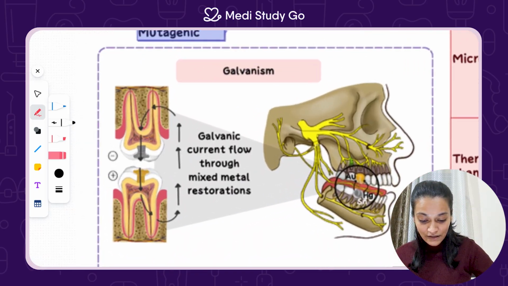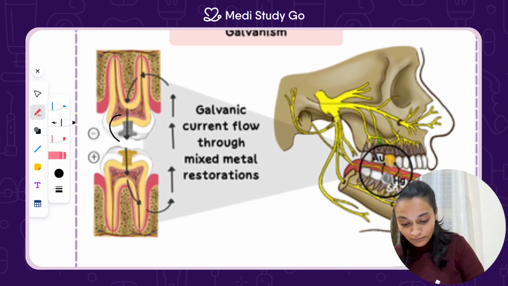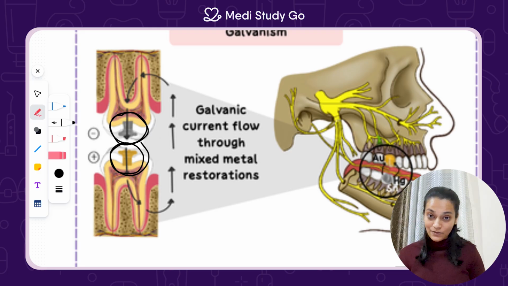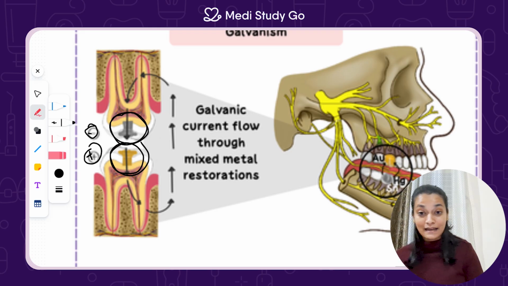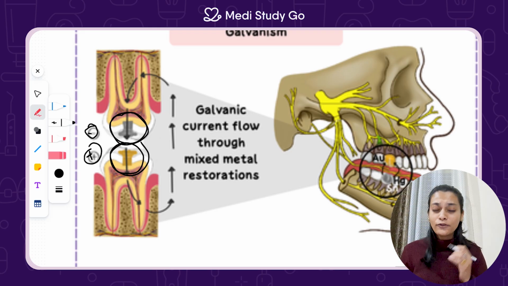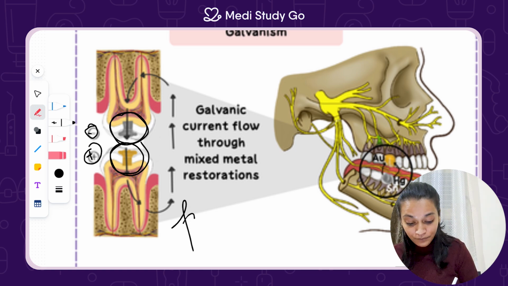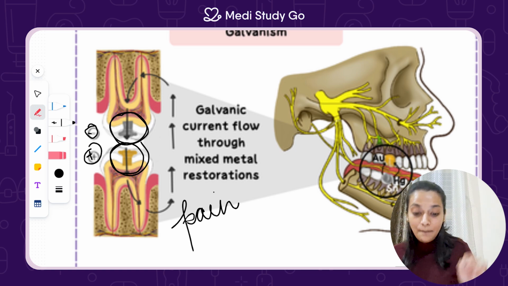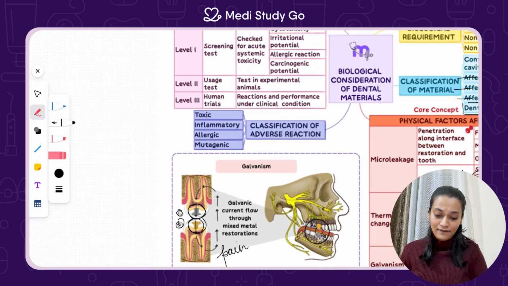So what you see here in this diagram is that one tooth has amalgam restoration, the other has gold restoration, and because of the change in electrical potential, one acts as an anode, the other acts as the cathode, and this leads to flow of very small current. It's actually not great, but it is felt as a pain perception to the patient. So to avoid galvanism, what should be done? Dissimilar metals should not be given in the oral cavity.